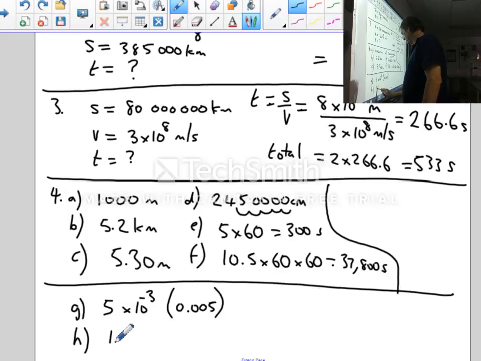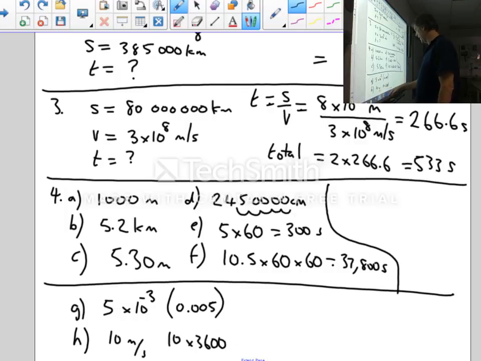So if you've got 10 metres per second and you're trying to get it into hours, 10 metres in a second, how far would it travel in an hour? Well, there are 60 minutes in an hour and 60 seconds in a minute. So we would need to times that by 3,600 to work out how far it would go in 3,600 seconds to get it per hour. So that would be 36,000 metres per hour. It'll go a long way in an hour, at 10 metres a second.